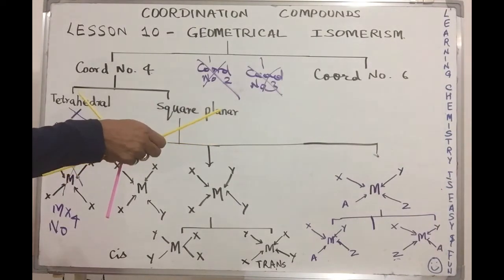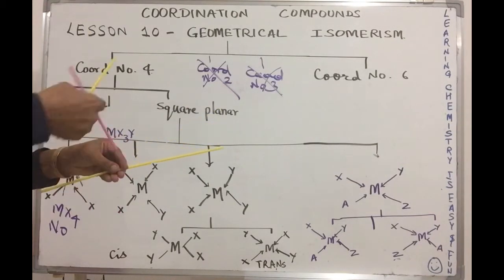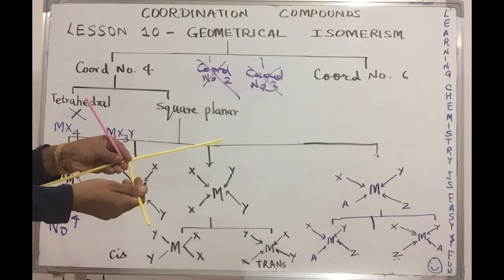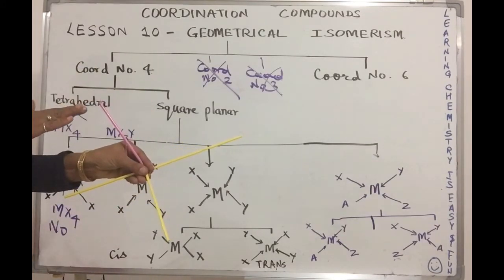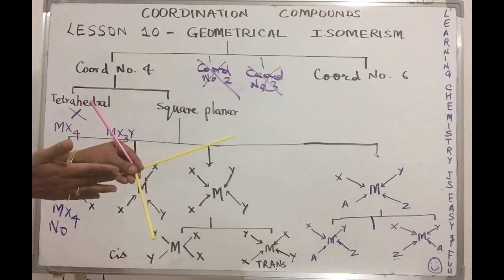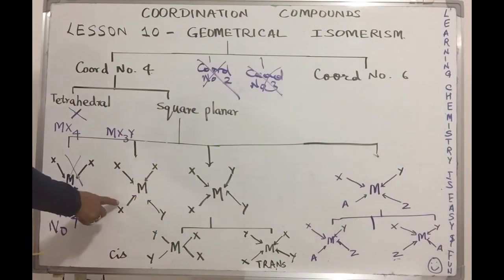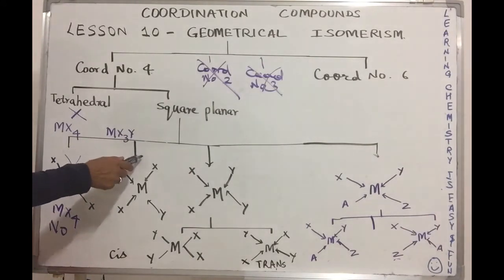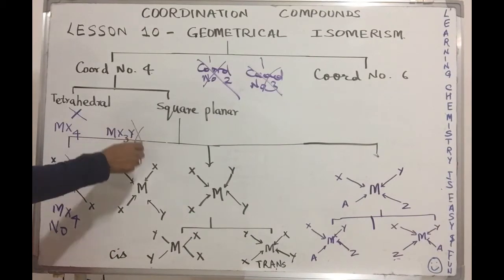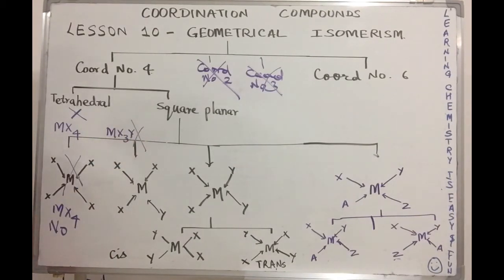Now let's see, if I remove this ligand and take the pink on the top and the yellow, is there any difference between this arrangement and the first arrangement? No, they are one and the same, right? So is there any geometrical isomerism possible in MX3Y arrangements? No. Let's go on to the next one.